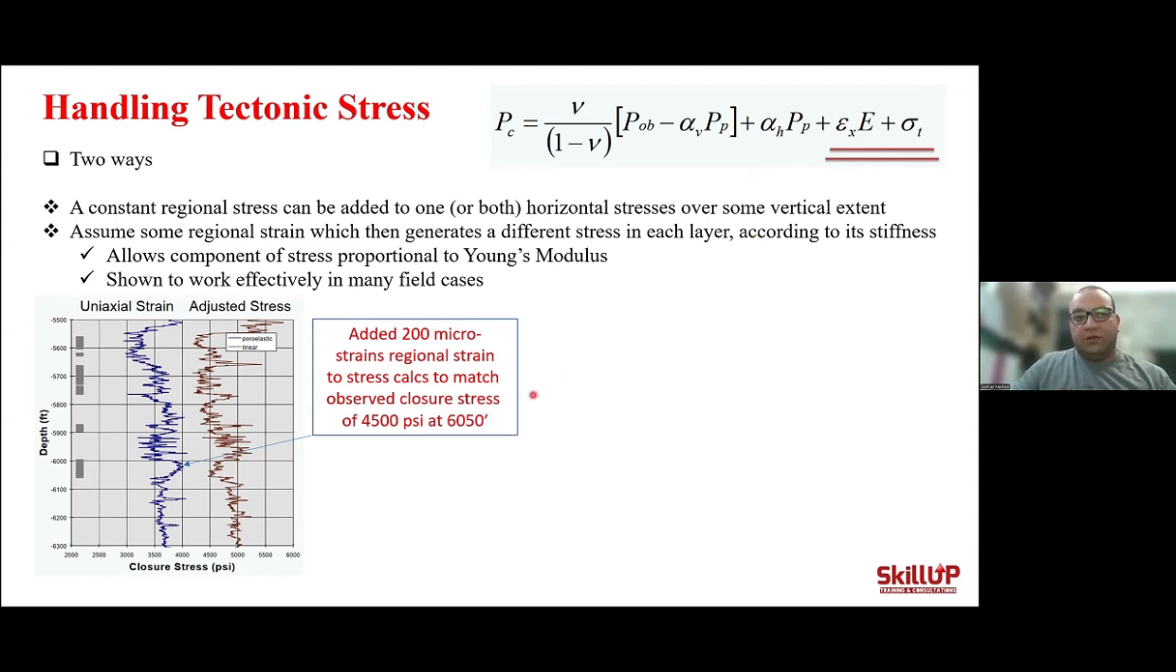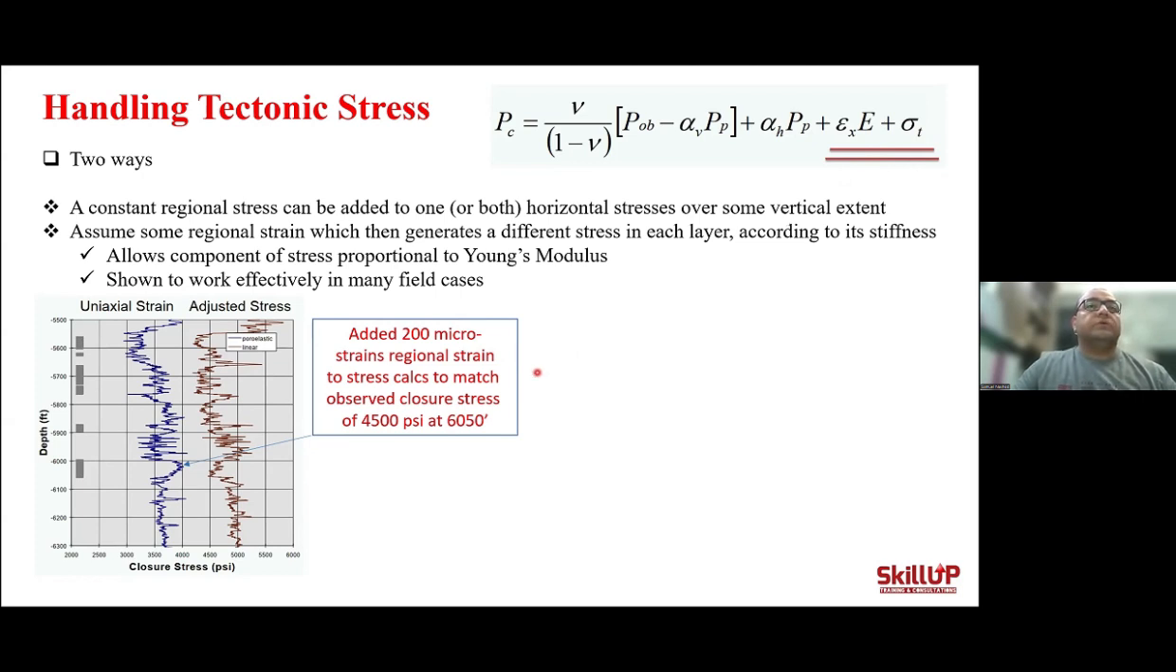And if you don't do this, believe me, frac geometry will be completely wrong, and the results, the post-frac production profile, will be completely wrong. So you really need to understand the effect of the microstrain and the tectonic forces on the minimum horizontal stress or closure stress. Otherwise, the results will be really off.